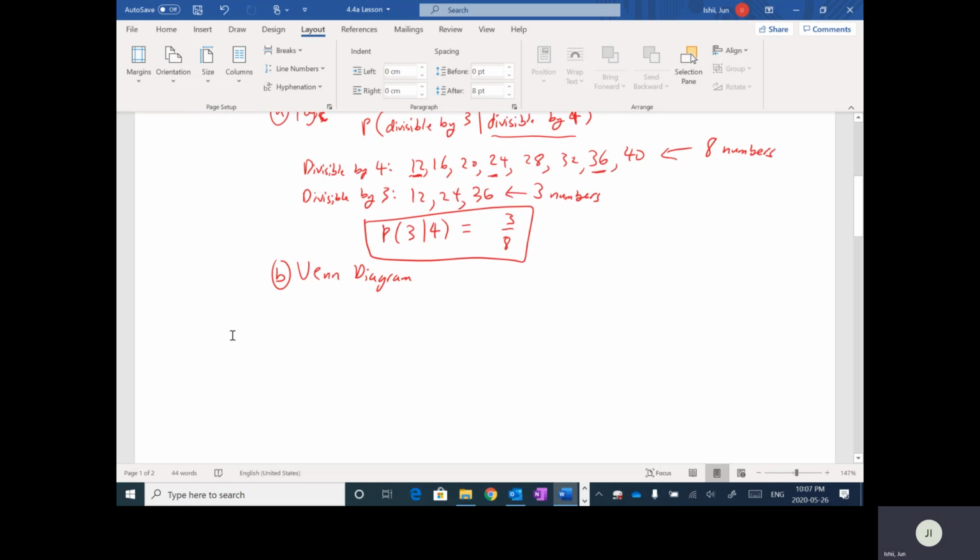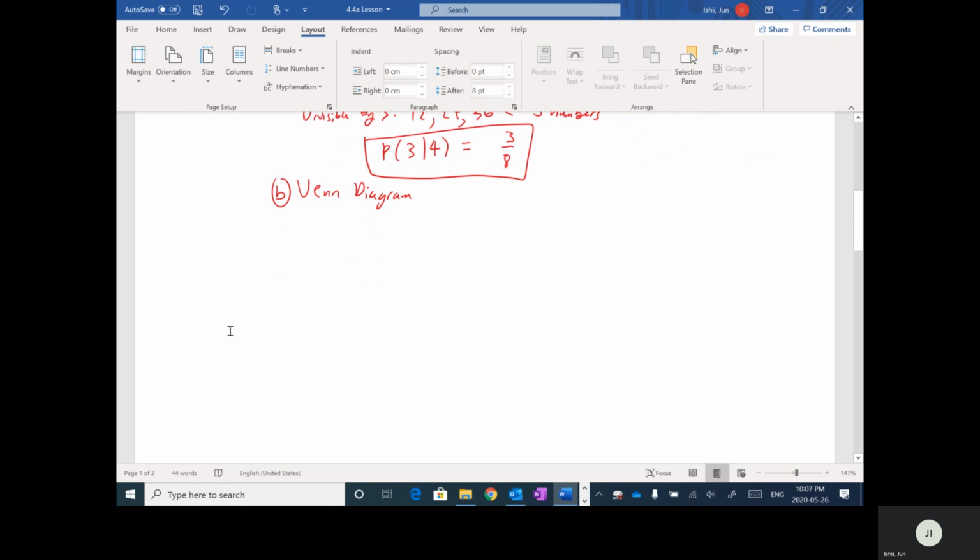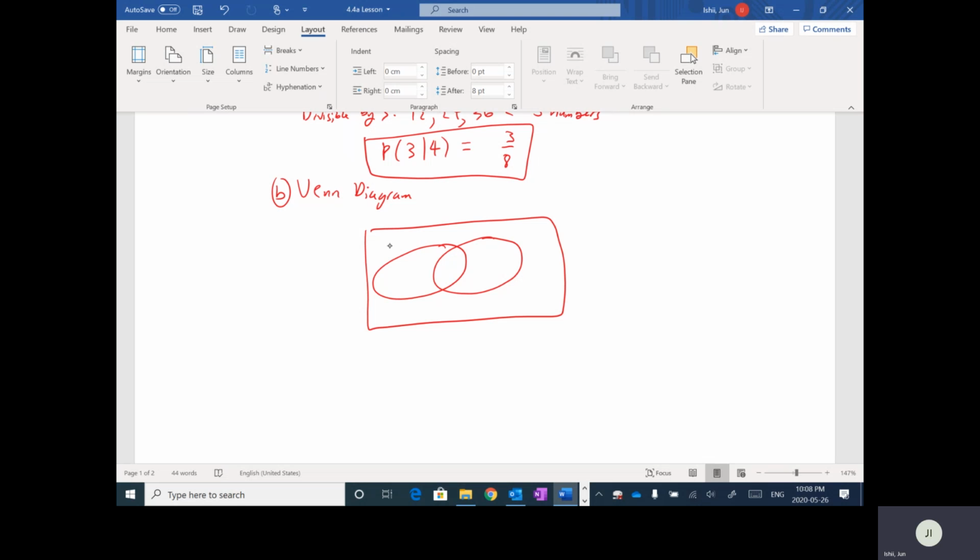All right, so if I wanted to use a Venn diagram, what you would do is draw these 2 rings. And what I'm going to do is list off numbers that are divisible by 4, and also divisible by 3, between 10 and 40.